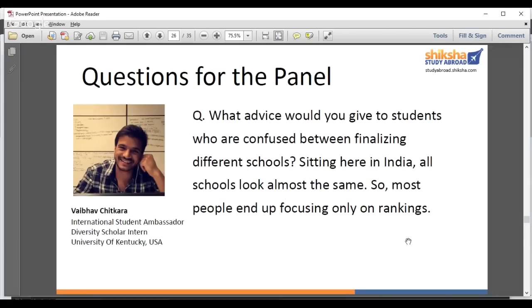Typically, students end up focusing on ranking or one or two other criteria. And on fitment, if you end up choosing a wrong school, typically your college experience is not going to be good. So from that angle, Vaibhav, what advice would you give to students? I'm sure when you were in India, you didn't know schools that well. And now that you know them well, what difference in perspective has it brought to you?